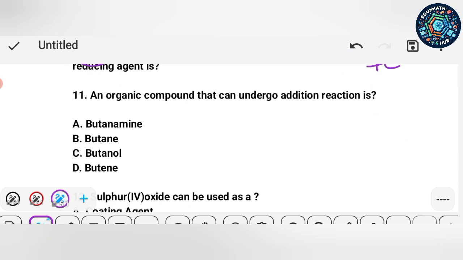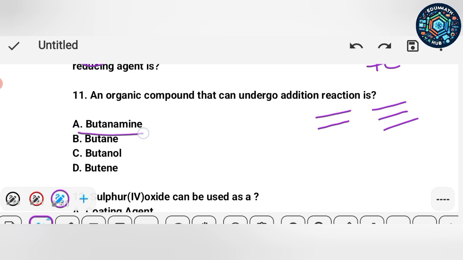Next one, an organic compound that can undergo addition reaction is dash. First of all, you need to notice something. Addition reactions are undergone by compounds that have double bonds or triple bonds, not compounds that have single bonds. So just look at the ones that have double bonds, or the ones that have single bonds.